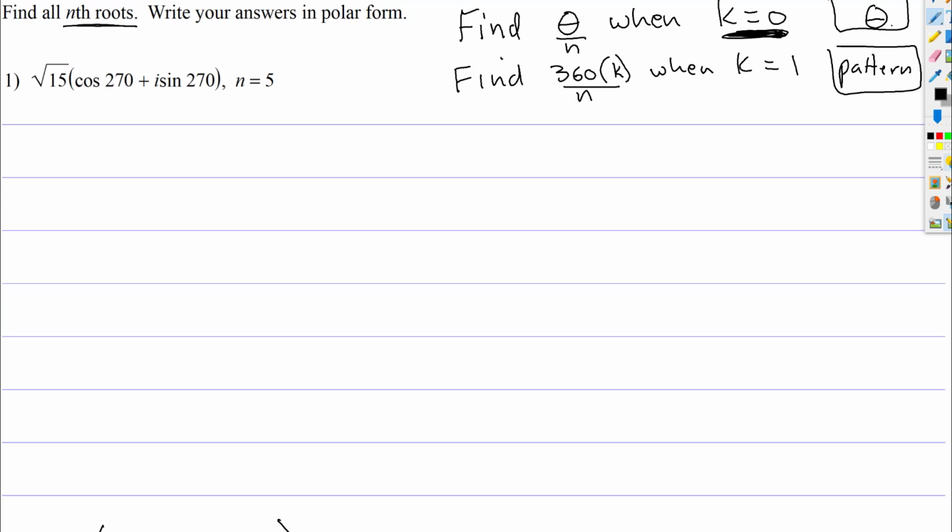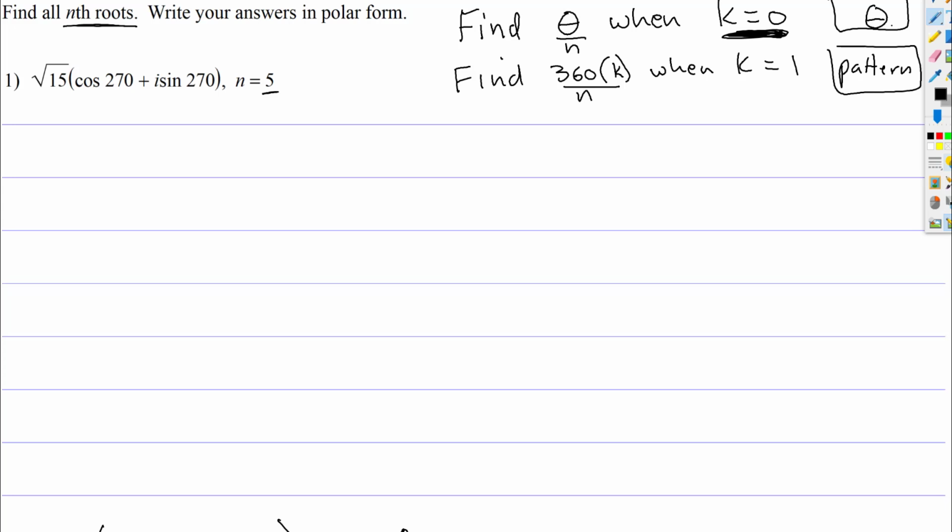That's the setup, right? Well, if you take a moment to find the theta when k is equal to 0, so in this case, 270 degrees divided by 5, which, let's see, it looks like 54, so 54 degrees. And then if you take the time to find the pattern, so 360 divided by 5, because 5 is the n, right? That is 72 degrees. Well, this is the pattern.